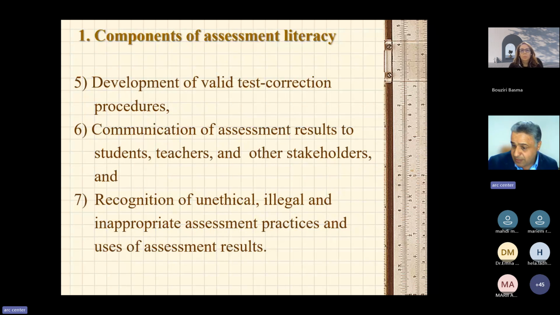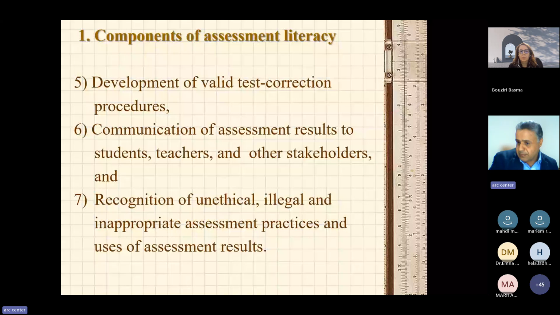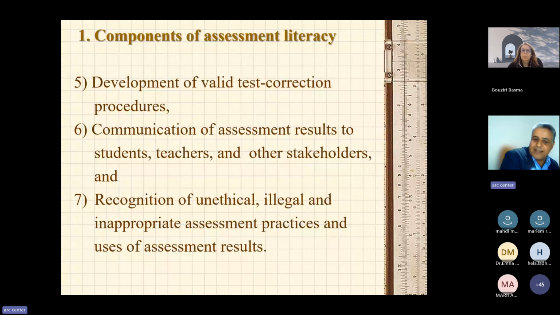Do we give them scores? Do we give them scores plus feedback? Or do we give them scores plus a very detailed feedback? So this is very important, especially in writing, for example, or correcting literature or cultural studies. The seventh component is the recognition of unethical, illegal, and inappropriate assessment practices and the uses of assessment results.